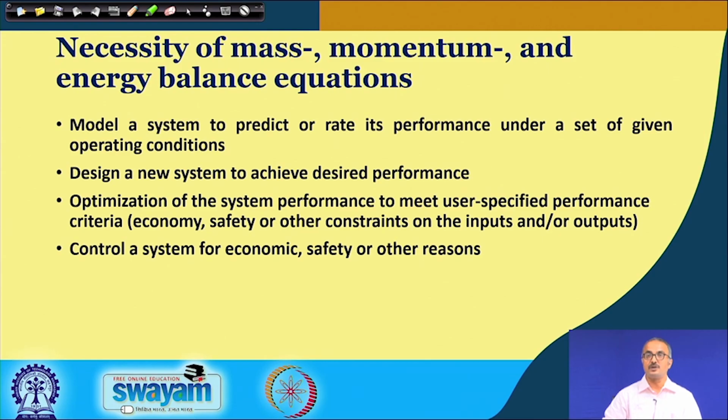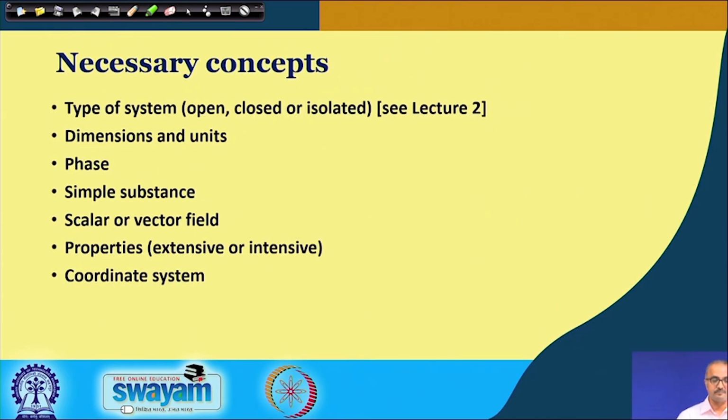And lastly, for control of a system, because whenever we are operating any kind of system, we always see to it that the operation remains under some particular domain of operating conditions. It should not be allowed to go haywire. So, we see how to control the systems, and this control strategy is often based on the model equations which give the performance of the particular system.